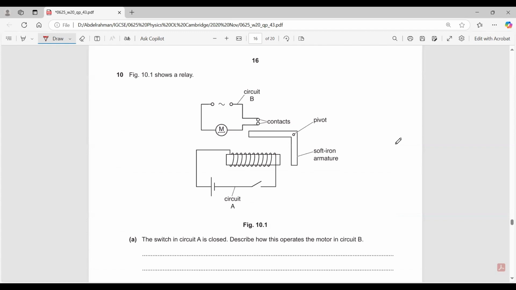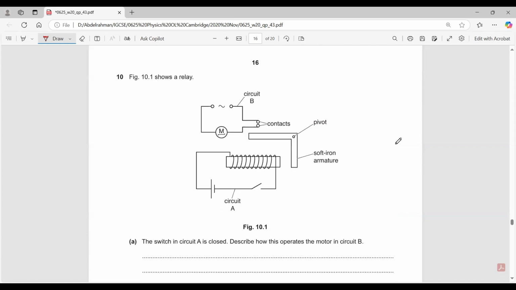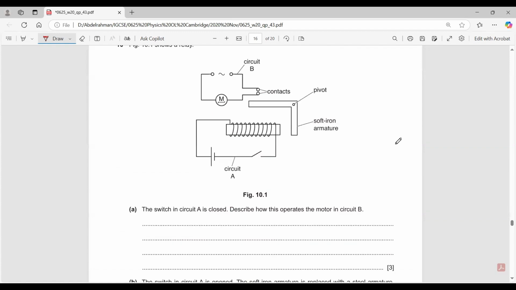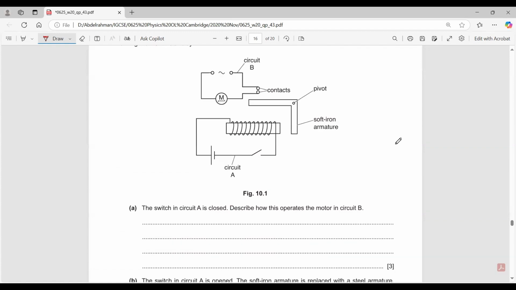Okay, question 10. You have a relay, circuit B and circuit A, with some contacts. The switch in circuit A is closed. As you close the switch in circuit A, what happens to the circuit? How does this operate the motor in circuit B? If you look closely, you'd find that these contacts are now not touching.